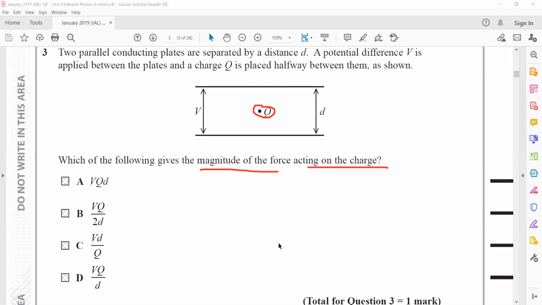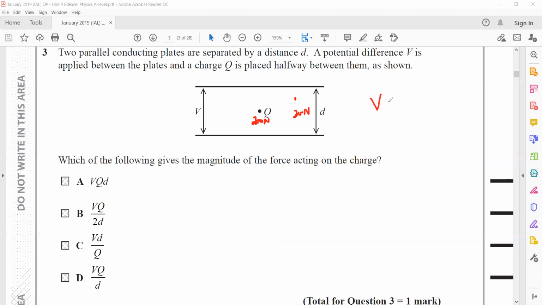Yeah, D is the right answer, because as we know the electric field is constant. So if the electric field is constant, it means the force is also constant. So the force on this charge does not depend on the position. If I place a charge at the center, or anywhere, the resultant force will always be the same.